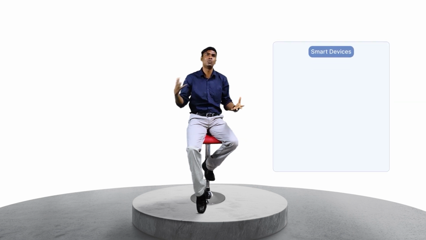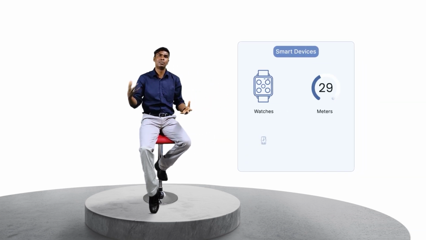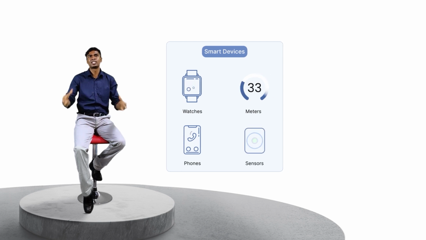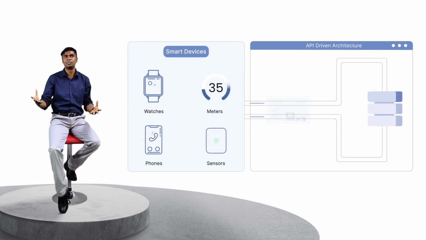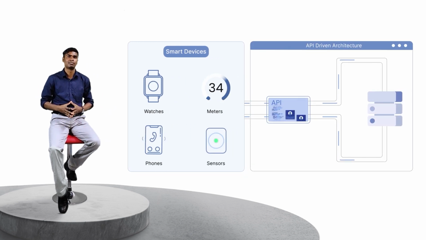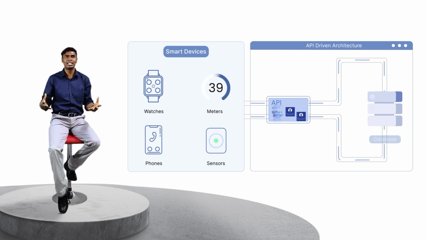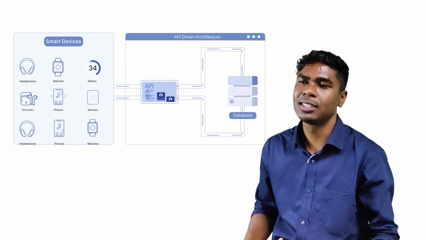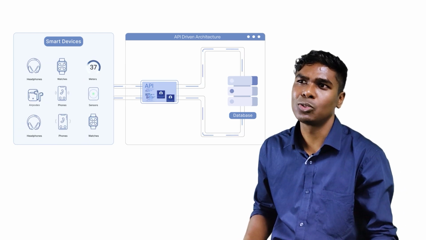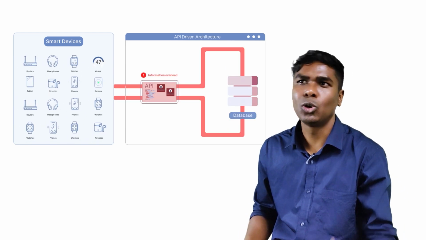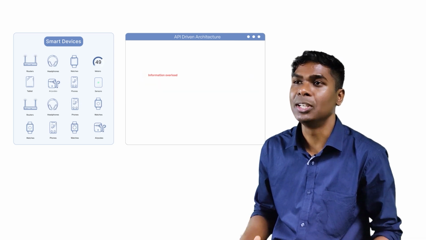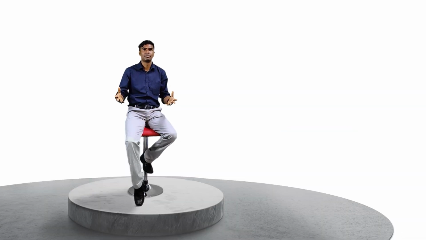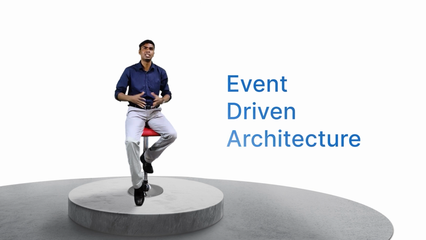Imagine you have built a system where smart devices like watches, meters, phones, or sensors are constantly sending data using a typical API-driven architecture. And the system stores all this data in a database. Initially, it works flawlessly, but as more and more devices come in, sending substantial amounts of data, effectively handling all this information becomes a big challenge. That's where event-driven architecture comes in.